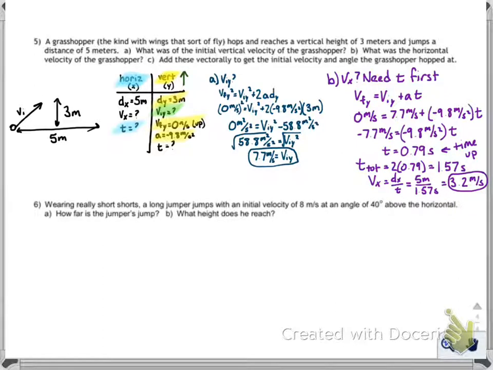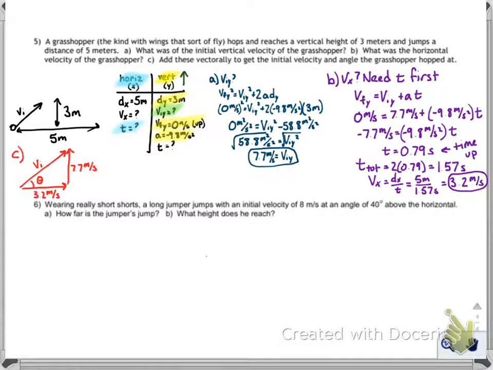Awesome. So I've now found the components of my initial velocity. So I'm going to draw that out now. So my vertical component is 7.7 meters per second, and my horizontal component is 3.2 meters per second. Part C asks me to add these vectorially to get the initial velocity and angle the grasshopper hopped at.